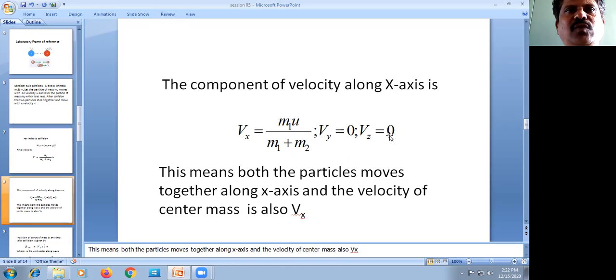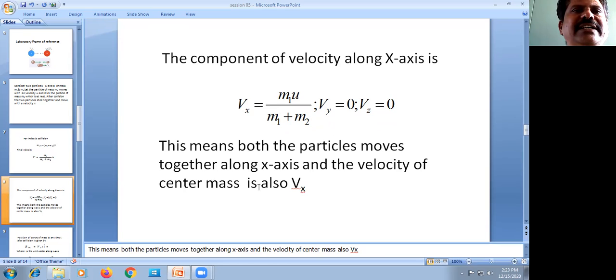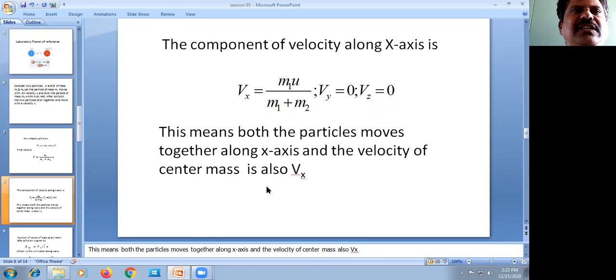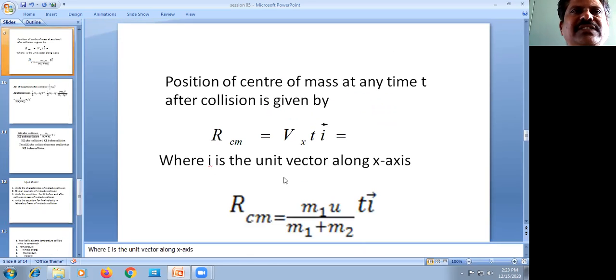Similarly, Vz is also 0, because those two stuck particles move only along the x-axis. That's why we are getting Vy equal to 0 and Vz equal to 0. This means both particles move together along the x-axis, and the velocity of the center of mass is also along the x-axis.